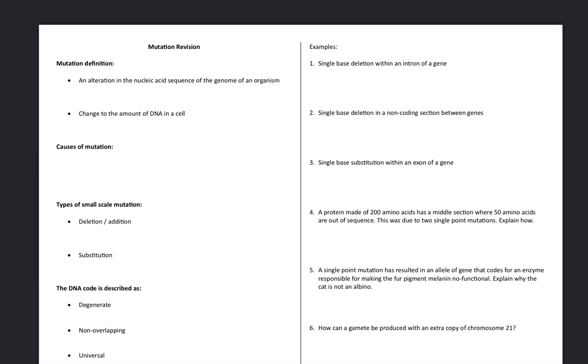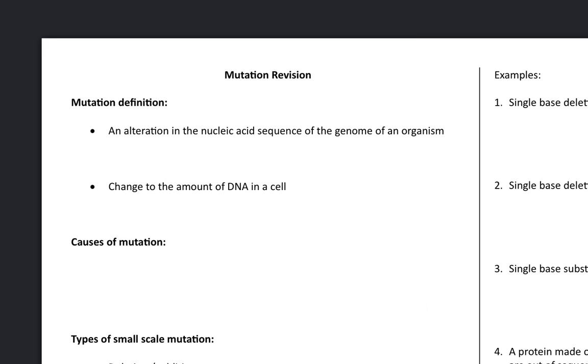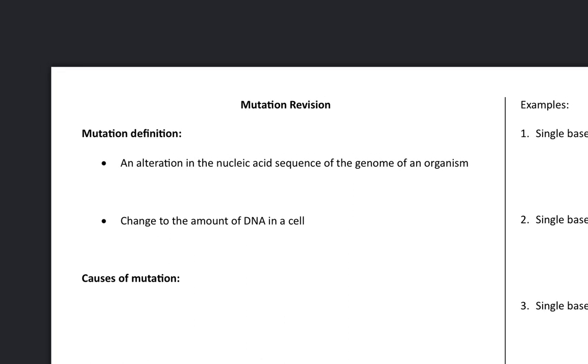So this week's lesson is mutation. Let's have a look at our definition first of all. A lot of people really simplify this and have a eukaryotic bias. So I'll put here, it's an alteration to the nucleic acid sequence of the genome of an organism. So nucleic acid, this is generally DNA. If you're a eukaryote, however, it can also be RNA.